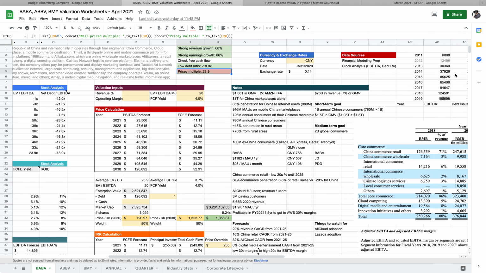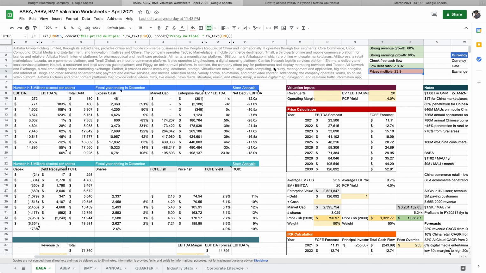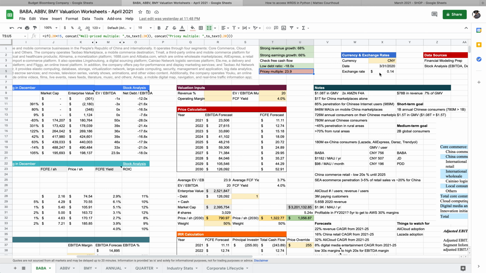But in this case, because this is Alibaba, a Chinese company, they report their results in yuan. And so I have a section here where I pull out a certain exchange rate that I want to use. So you can update this if you want.